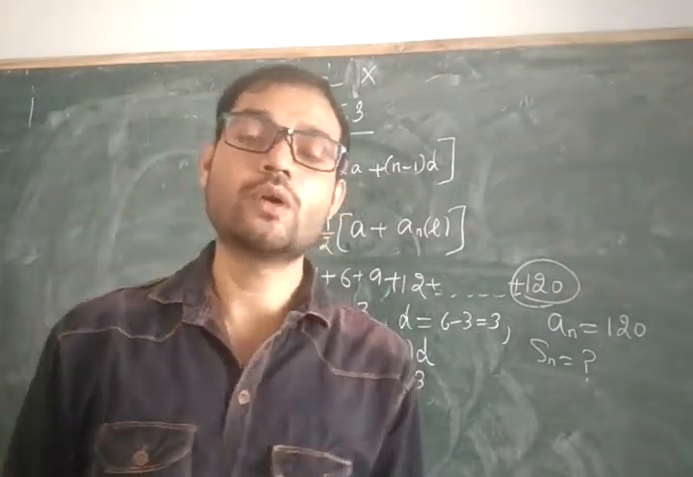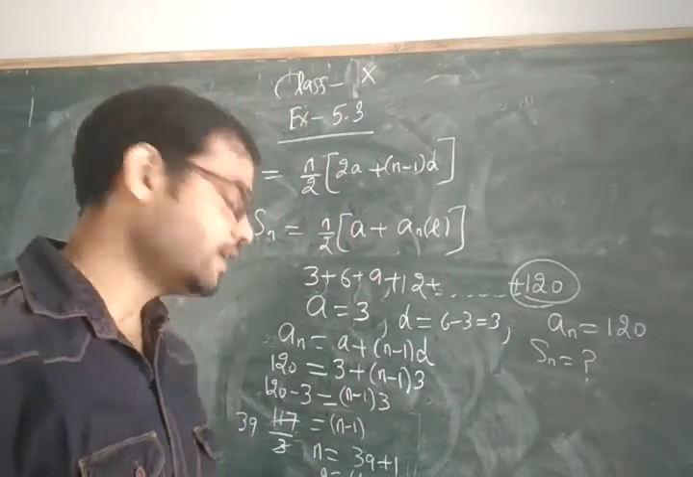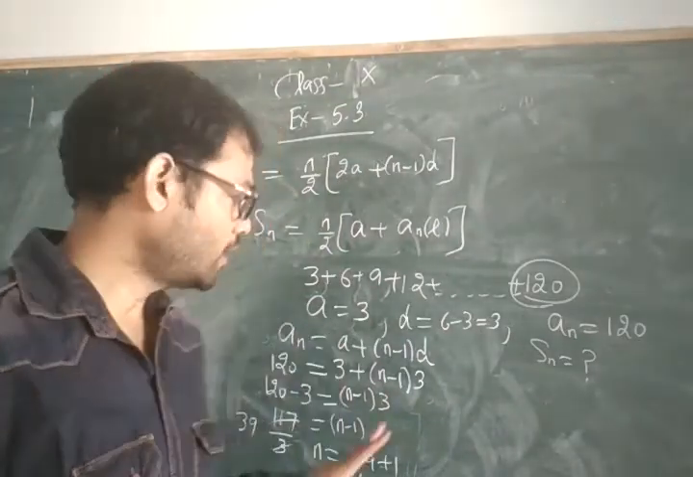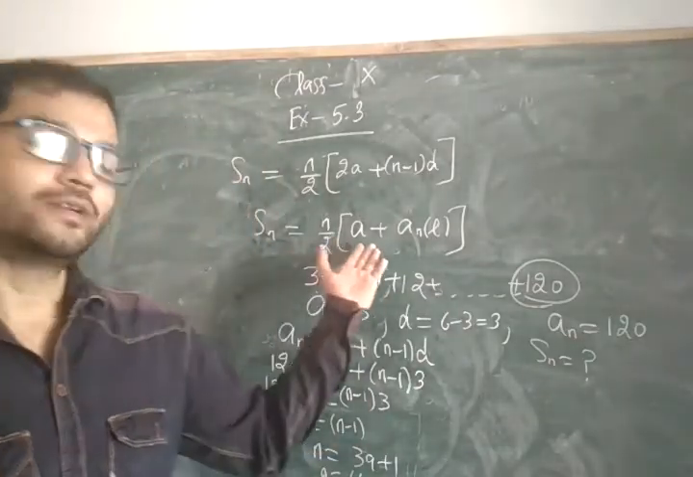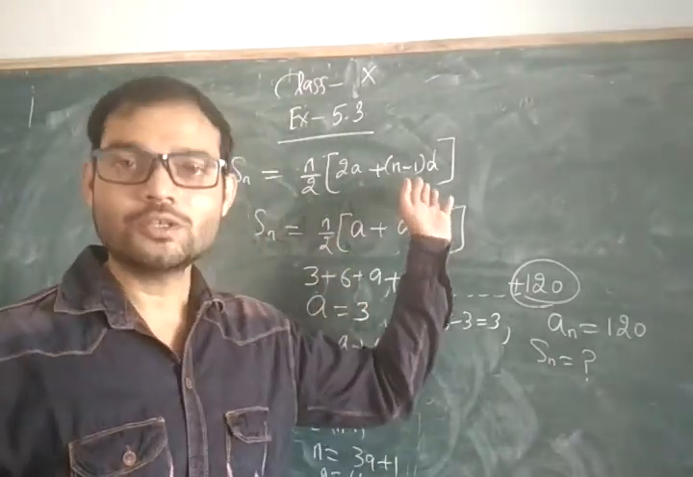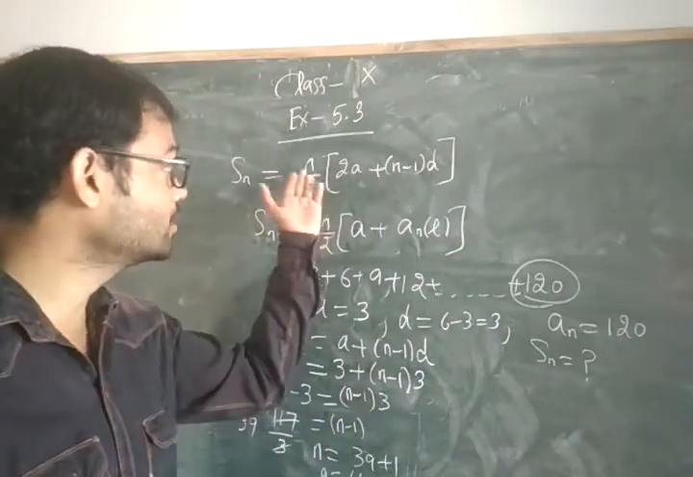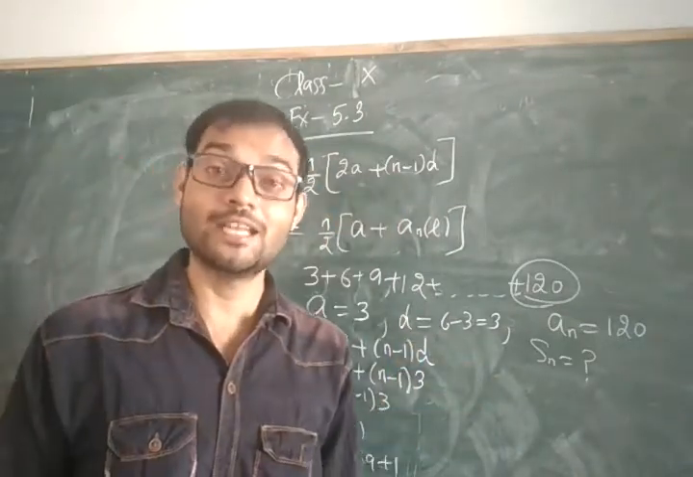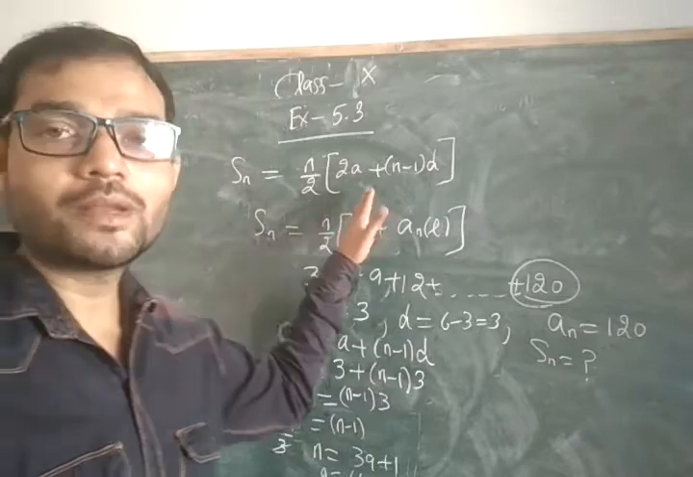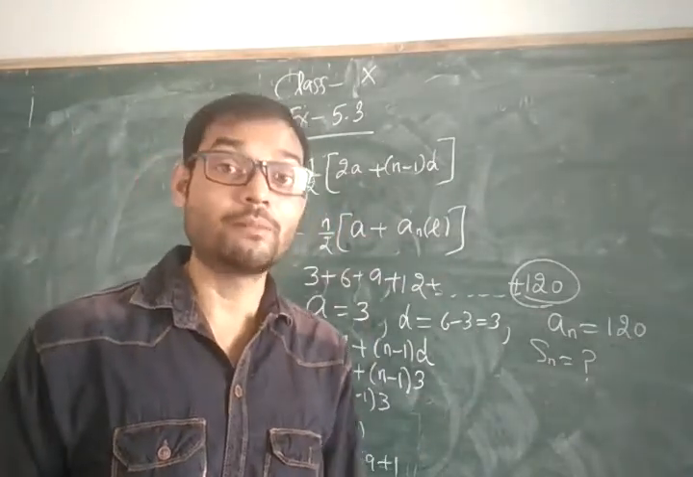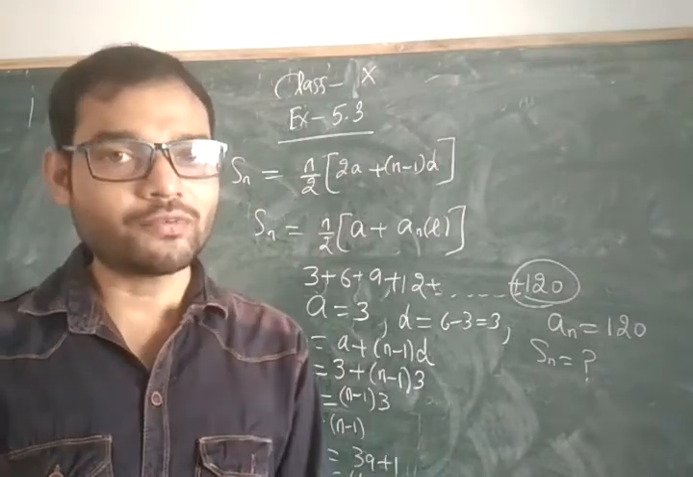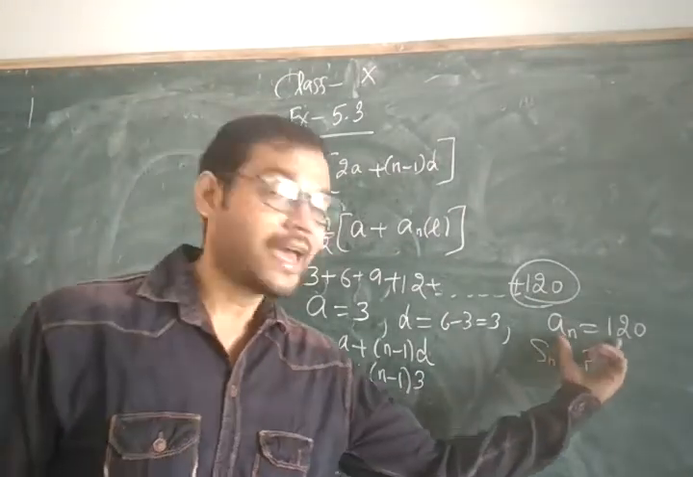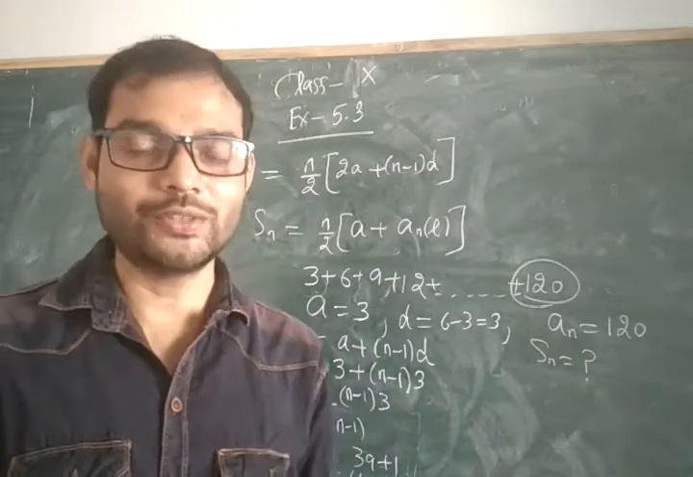It means you have found n. Your n is 40. After this you have found n, now you can apply the formula number second. You can apply the first one too. If you apply the first, I know everything: a, n, and d. You can apply the first formula as well as the second formula. But before that you have to find n, if the nth term is given.